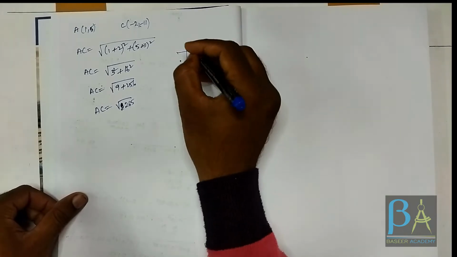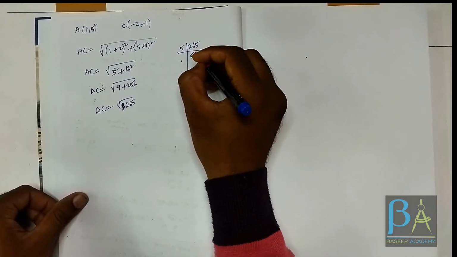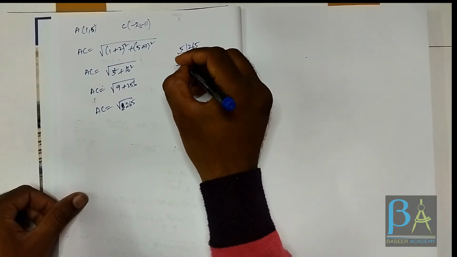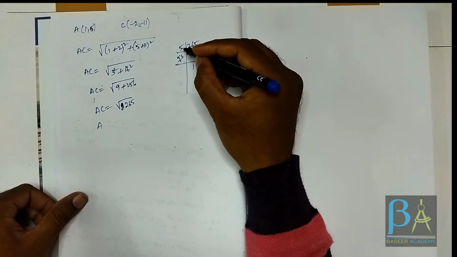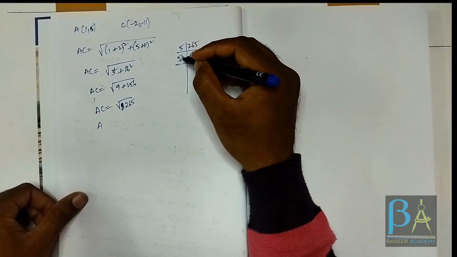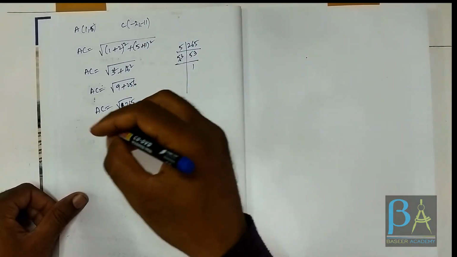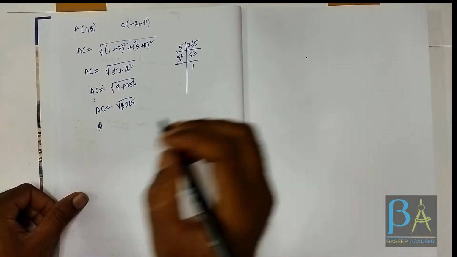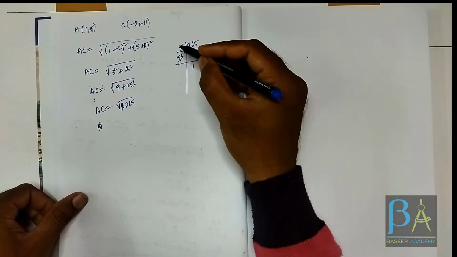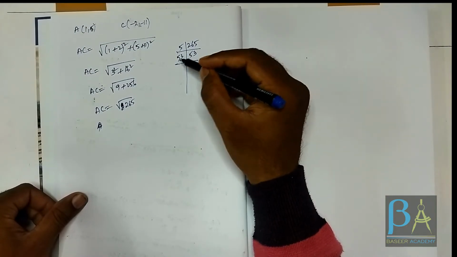Let us take the prime factorization of 265. 5 into 5 is 25, 1 goes here. 5 into 3 is 15, 53 into 1 is 53. So I see that 5 and 53 appear only once, so I cannot take any number outside the square root. So AC is going to be the square root of 265 itself. I cannot simplify it any further.